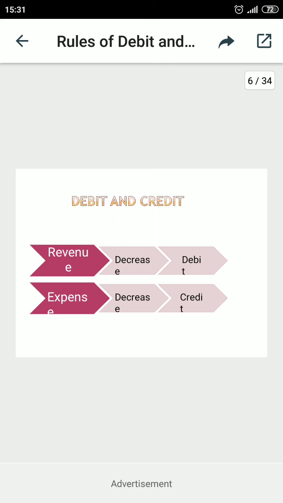So basically you have to focus on 5 rules: assets, liabilities, capital, revenue and expenses, and where you have to place them when they increase and when they decrease. So I think it's clear to you, and focus on these points.